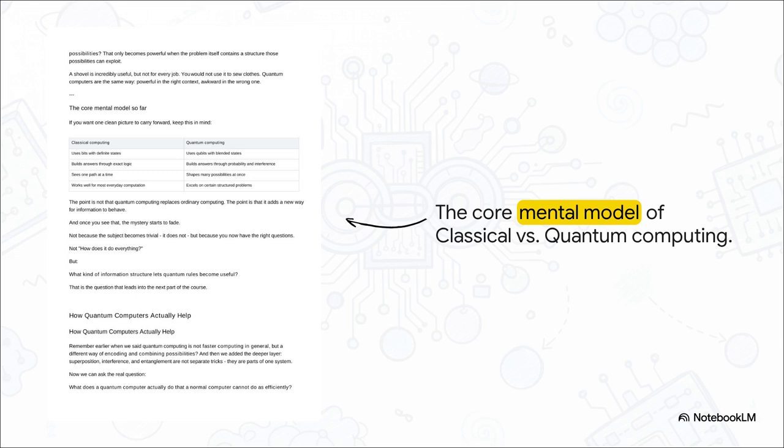Now, what's really interesting here is how this core mental model grounds everything we've talked about into one clean picture. Notice how classical computing builds answers through exact logic and sees one path at a time. Then look at quantum computing, building answers through probability and interference, literally shaping many possibilities at once. It proves that quantum isn't here to replace ordinary computing. It simply adds a completely new way for information to behave.